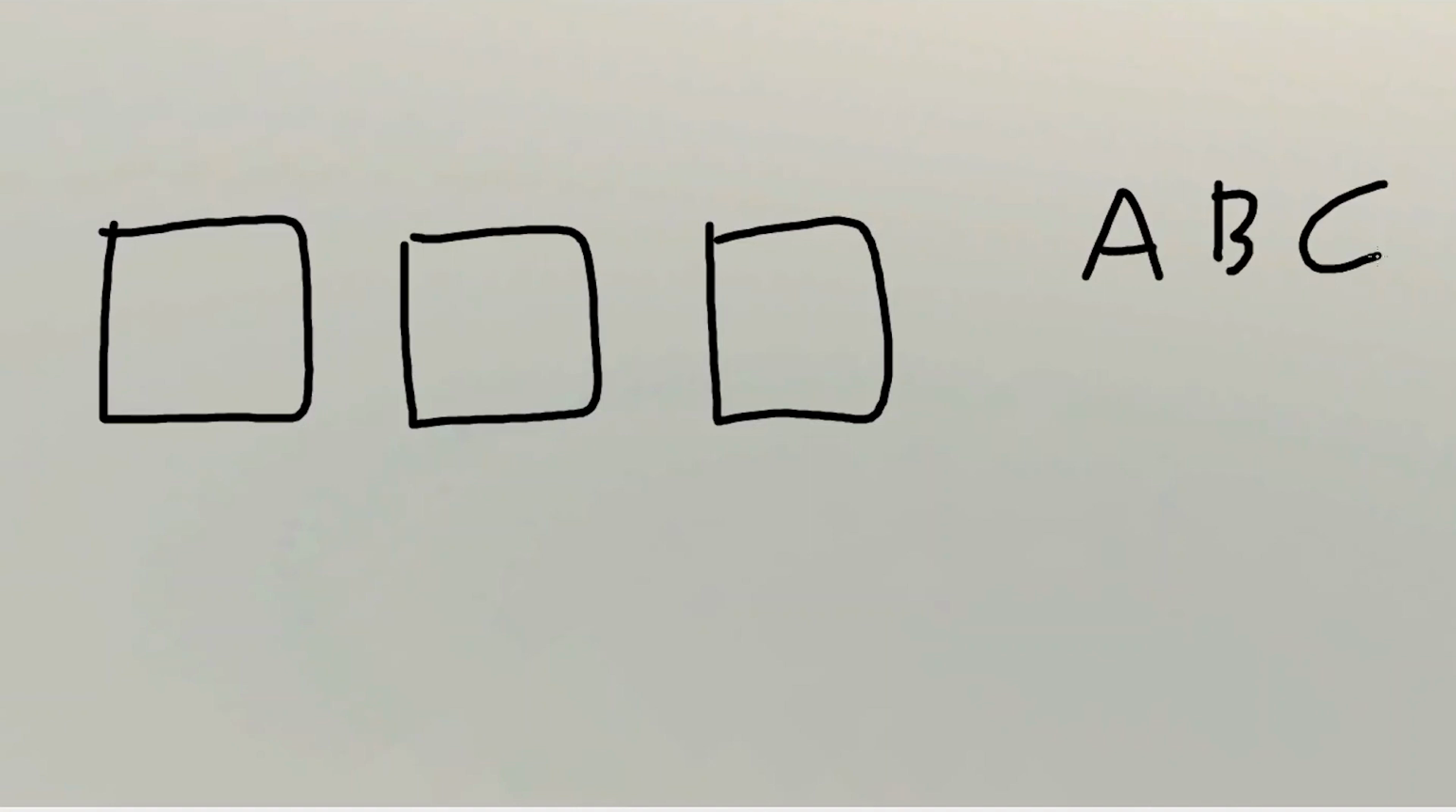Imagine we have a row of boxes. Each box can contain one of three letters, A, B, or C. When we first construct these boxes, we have no idea what letter is inside what box. These letters also have specific rules. A can only be next to B, B can only be next to A and C, and C can only be next to B. Furthermore, any letter can also be next to itself.